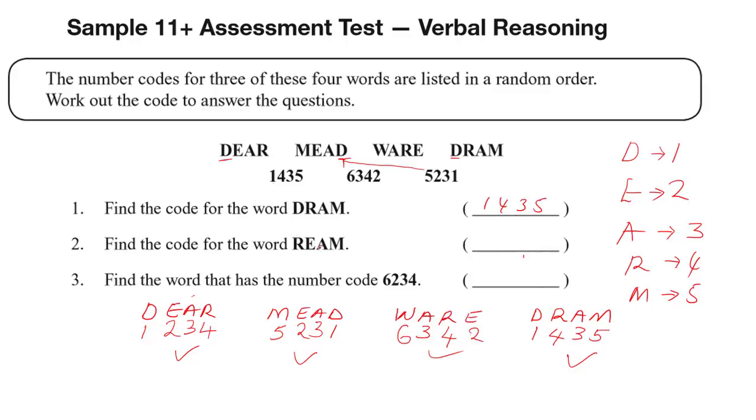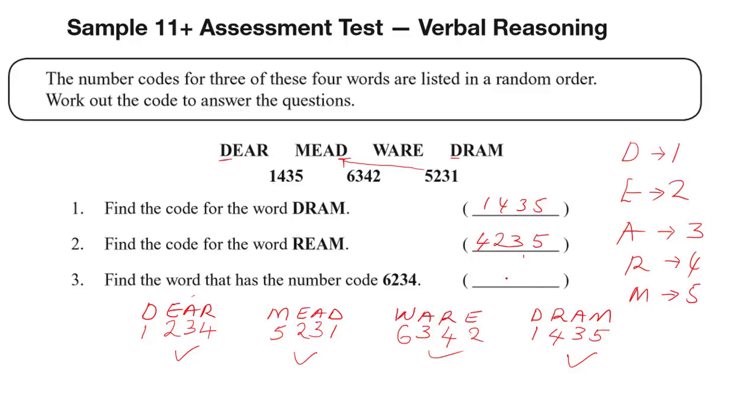And then Ream or Rim. So this one here is going to be R-E-A-M. So R, we say that R is what? R is 4. So that's going to be 4. And then E, this E is 2. And then A is 3. And then M, we say that M was 5. So 4, 2, 3, 5.